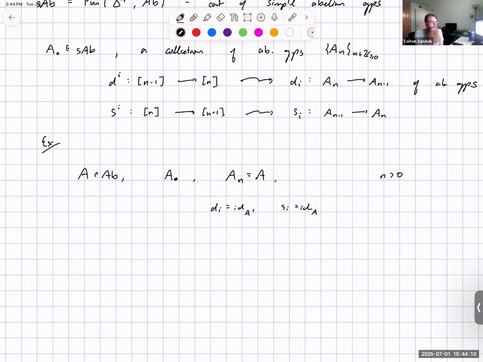Okay. And so there's something inherently leading about writing d_i from A_n to A_{n-1} whenever you're talking about mathematics, and it starts screaming that there should be some sort of differential here.